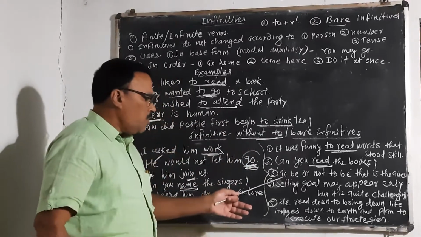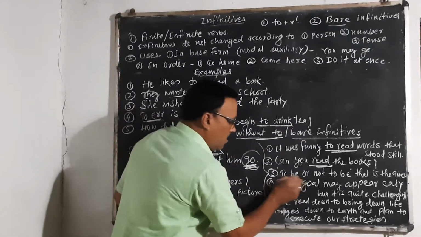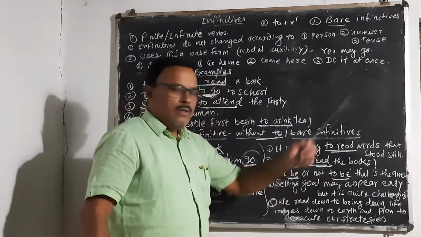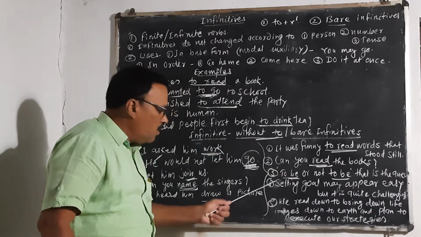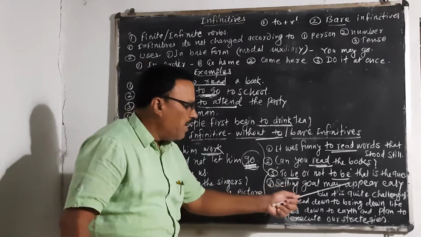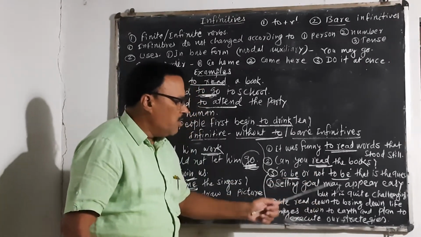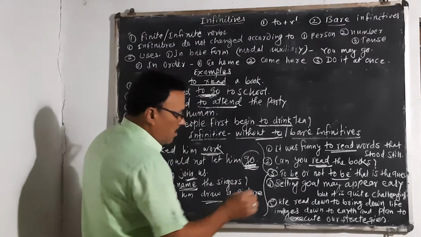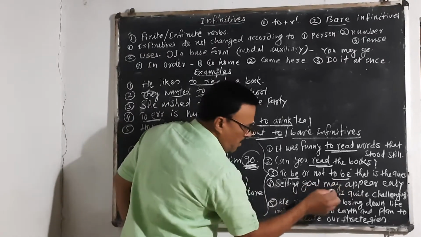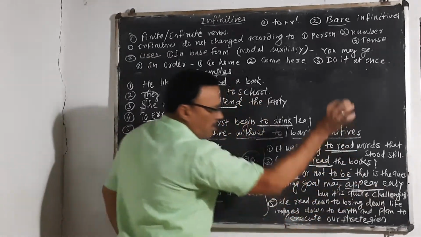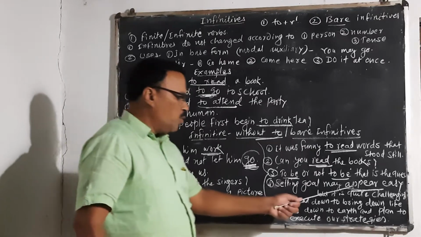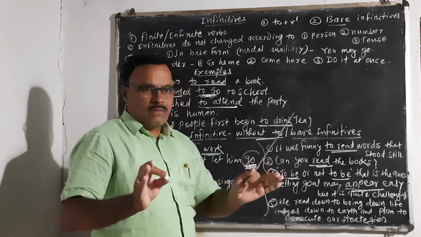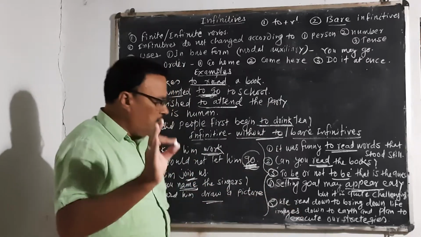Then third, to be or not to be. Be means to be form. To be or not to be, that is the question. In fourth, setting goal may appear easy, but it is quite challenging. Now, which is the infinitive in this sentence? Setting goal may appear. After the modal auxiliary, appear is the infinitive, because there will be no change, even if we change person, number or tense. Therefore, appear is the infinitive.